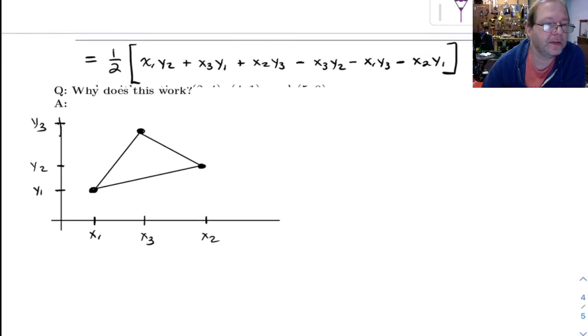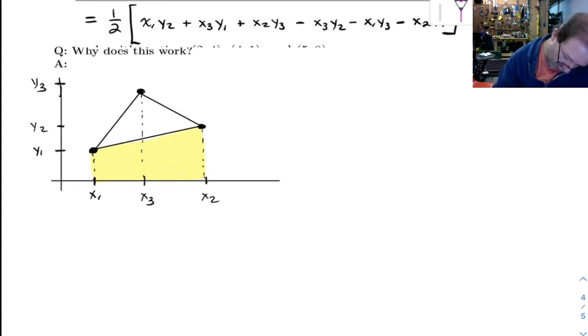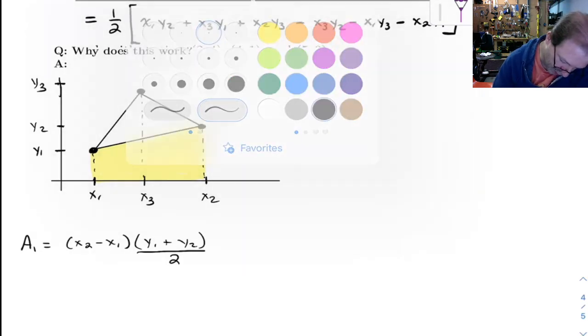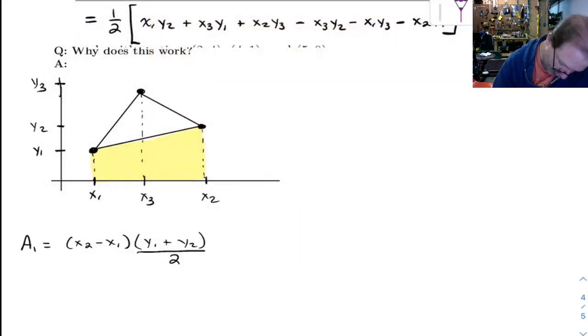So we're going to look at the areas of 3 different trapezoids here. I'm going to draw a line down here, and here, and here. First up, let's look at the area of this trapezoid here. The way you get the area of a trapezoid is you take the width, and then you multiply it by the average height. So the area of this, I'm going to call A1, is going to be the width times the average height. The average height is going to be y1 plus y2 divided by 2. So width times average height gives us the area of the yellow trapezoid.